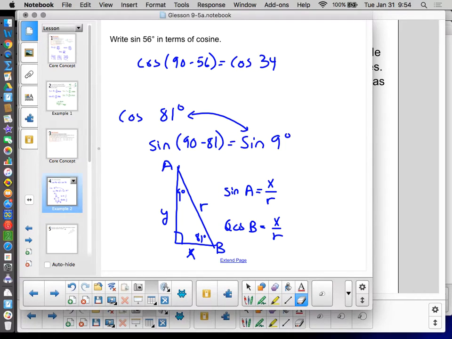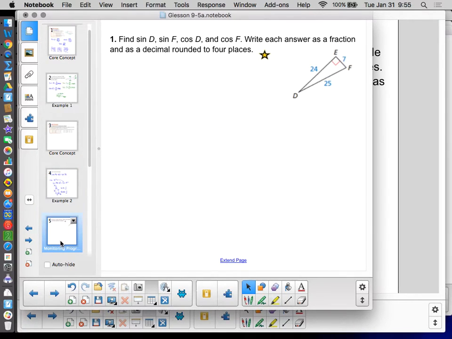Now you can be asked to do something like this in the bottom. You're just going to be asked to do the cofunction. All right, now it says find sine D, sine F, cos D, and cos F. Write each answer as a fraction, and as a decimal rounded to 4 places. I'm just going to ask you to do one thing here, one thing for the quiz, and that's find the sine of F as a ratio. That's your first question for today.